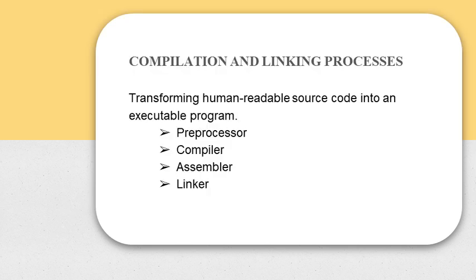The compilation and the linking process in C transform human readable source code into an executable program that a computer can run. This multi stage process involves four main steps: preprocessing, compilation, assembly, and linking. We can see them one by one.